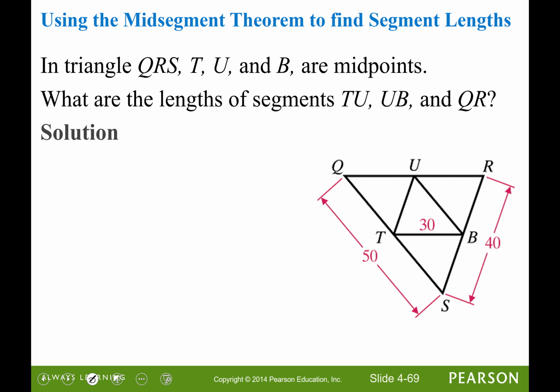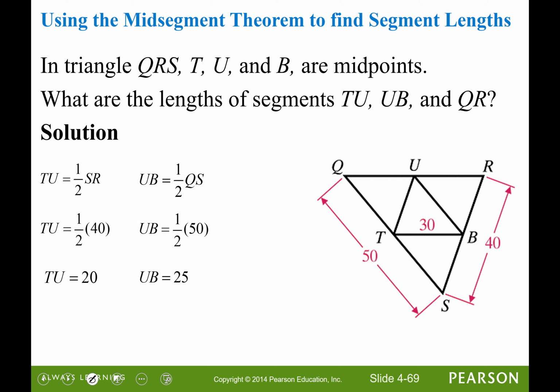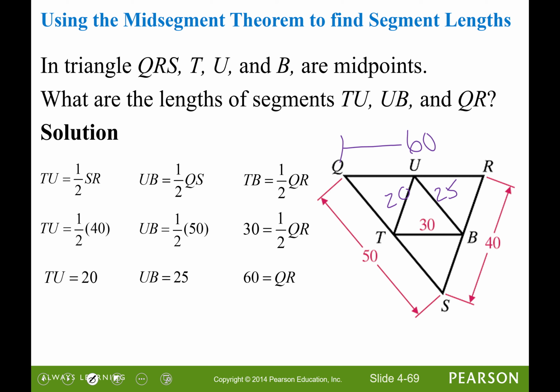Welcome back. There's our 20. If you put 25 for UB, nice job. So we've got 20 here, 25 here, and if you put 60 for QR, you got that right as well. 60, because that's double the 30.